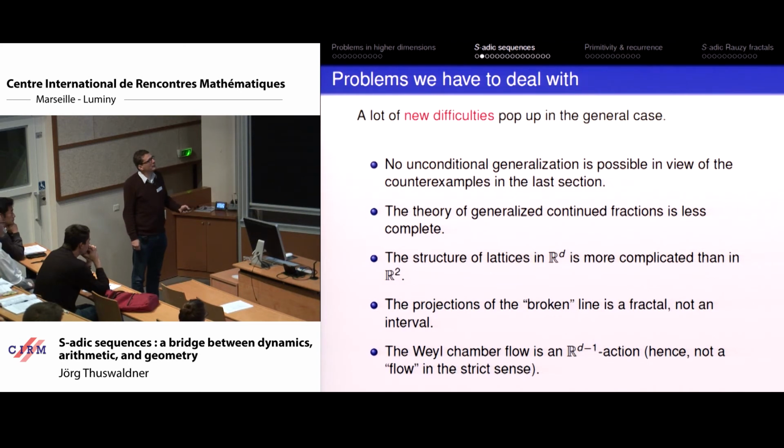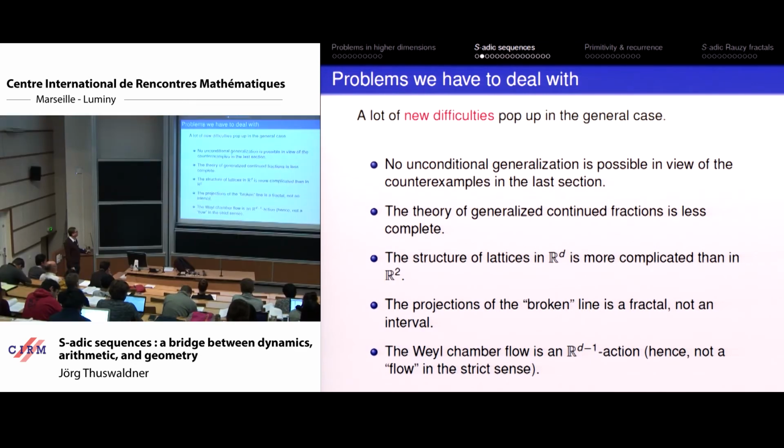So I talked about generalized continued fraction algorithms. The theory of generalized continued fraction algorithms is less complete than the theory of the classical continued fraction algorithms. There's also no standard generalization. This has to do with the structure of certain groups of matrices. So we have several choices here. This is related to this. So the structure of the lattices becomes more complicated.